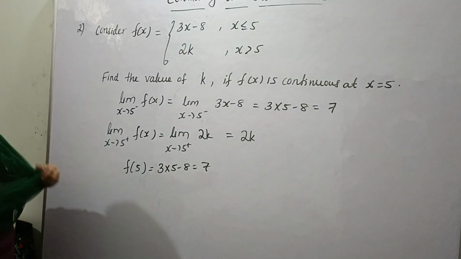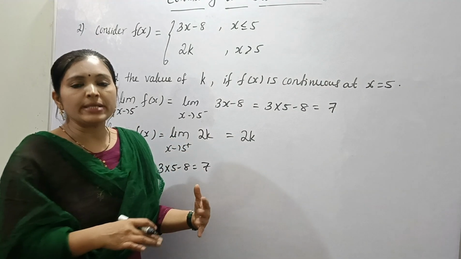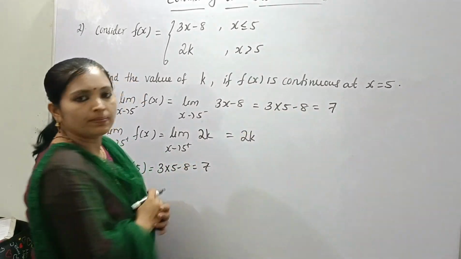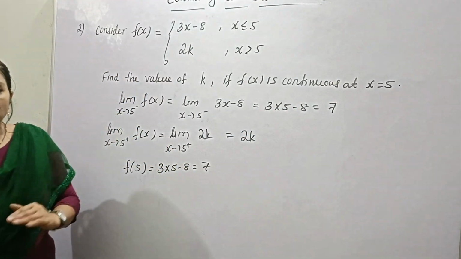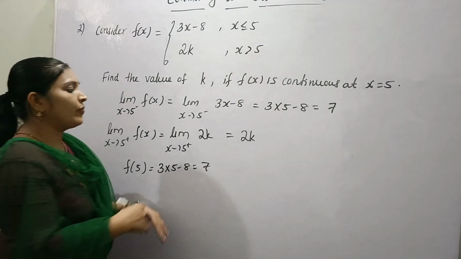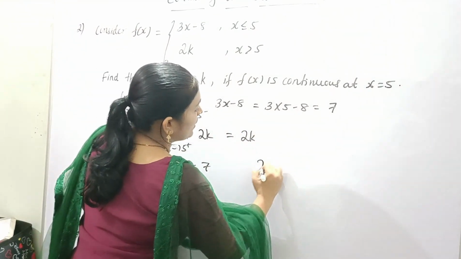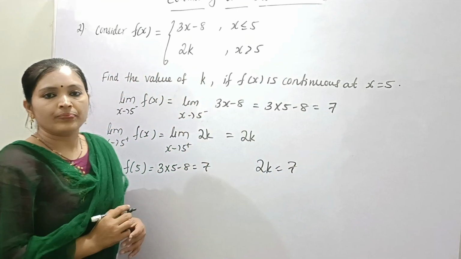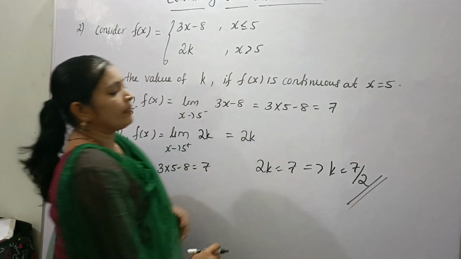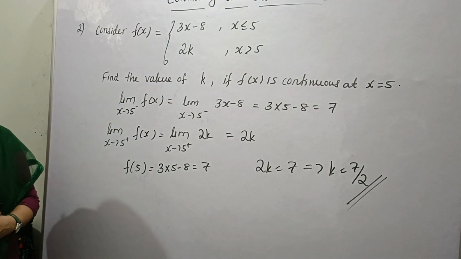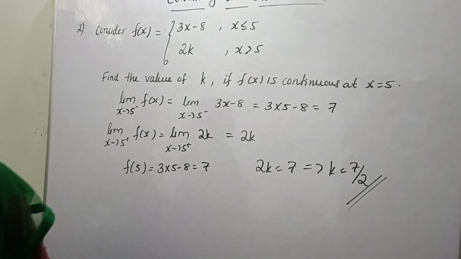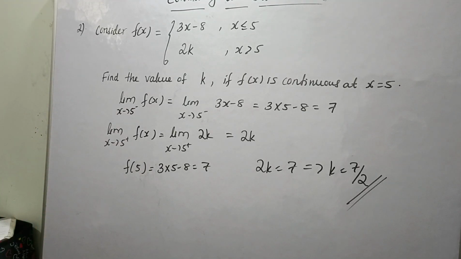So here it is given that it is continuous at x is equal to 5, right? That means the left hand limit and right hand limit should be equal, and that should be equal to the value of the function. So we can equate any of these. 2k is equal to 7. That implies k is equal to 7 by 2. The value of k is 7 by 2 if f of x is continuous at x is equal to 5.